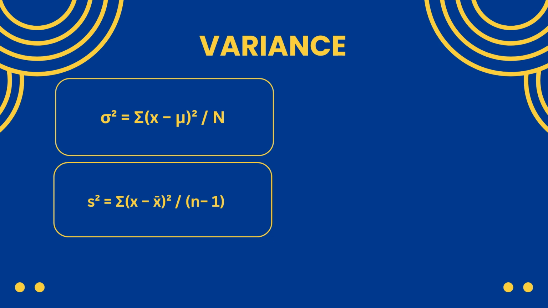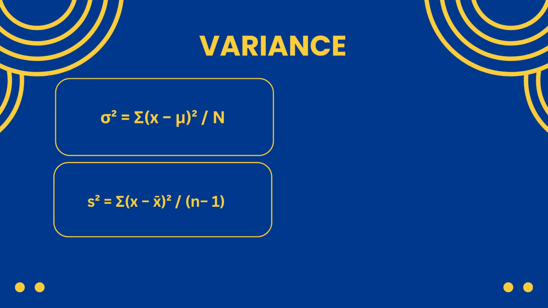Now let us understand why we divide by n in population and by n minus 1 in sample variance. First, imagine we have the heights of every student in a class. If our data is the whole population, we use the population variance formula, dividing by n, which means the total number of observations. Here n represents the population size. Because we know the true population mean, there is no estimation involved.